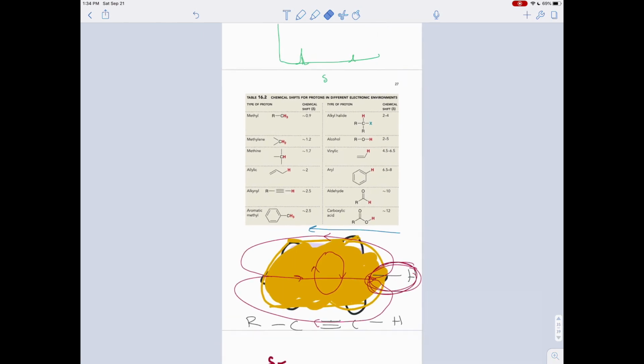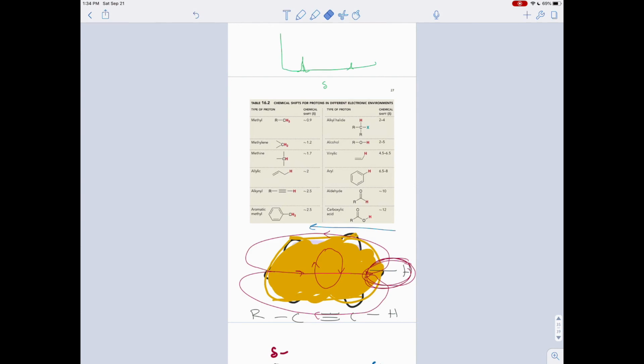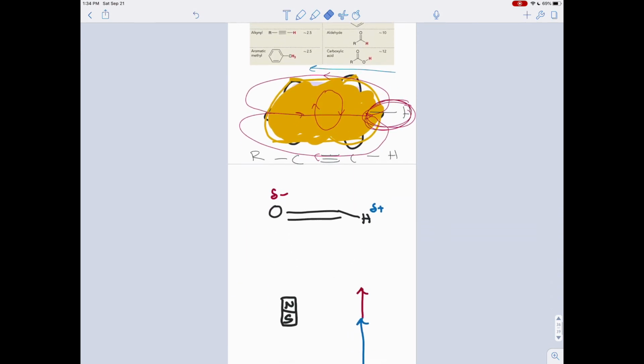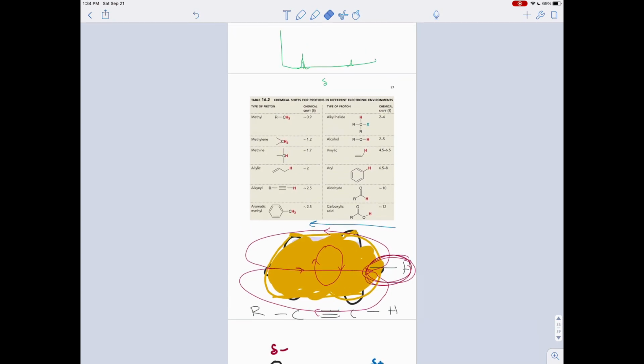shifts. So in the next, this is just a background video. This video is to explain the trends that you see in these shifts. And what we're going to do in the next video is to apply these shifts to specific hydrogens and specific molecules and predict about where the peaks will be in those molecules.